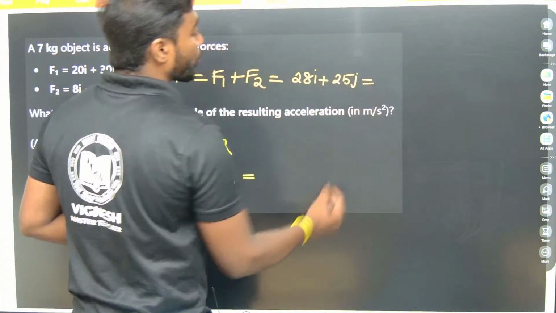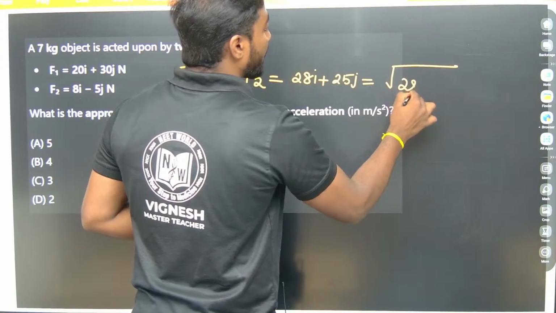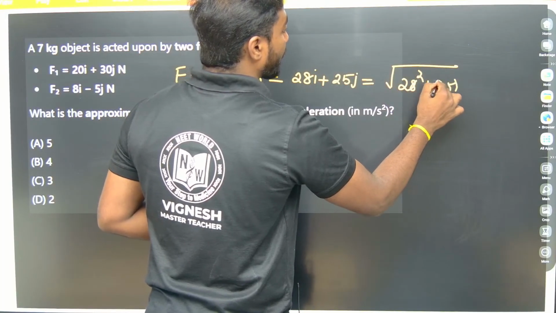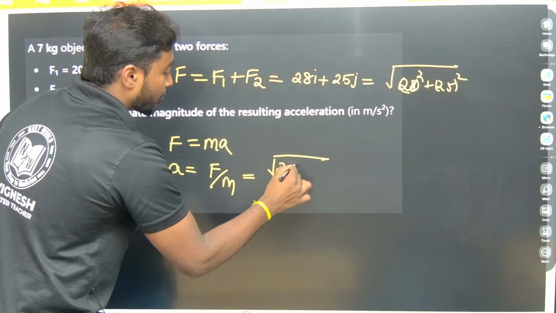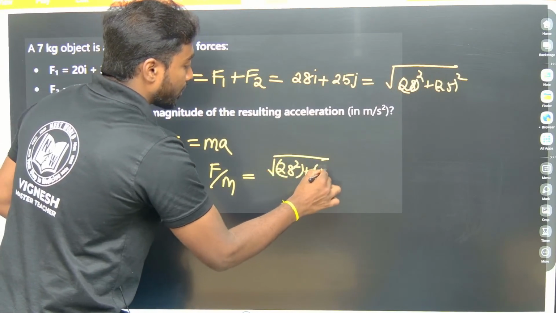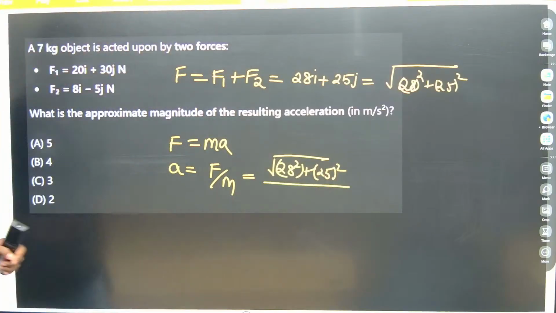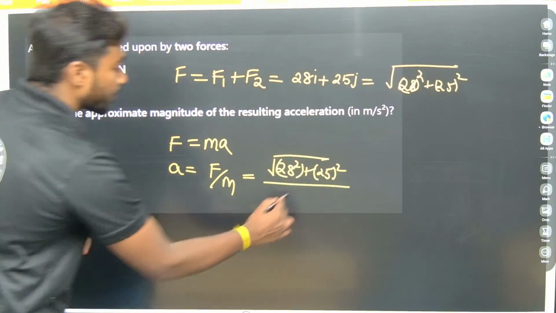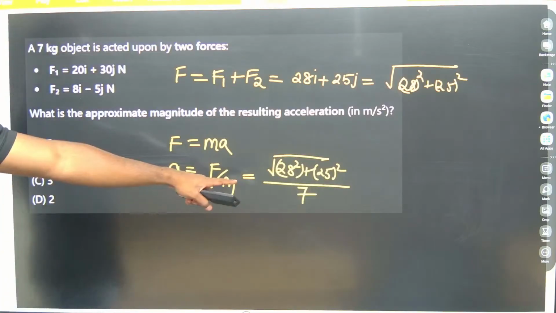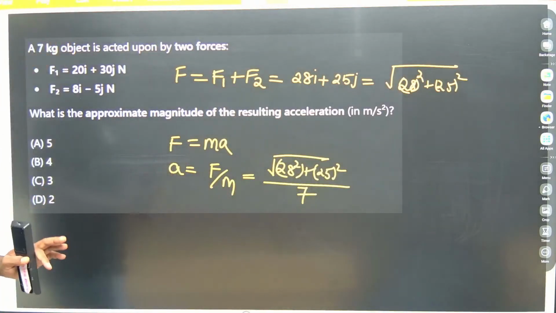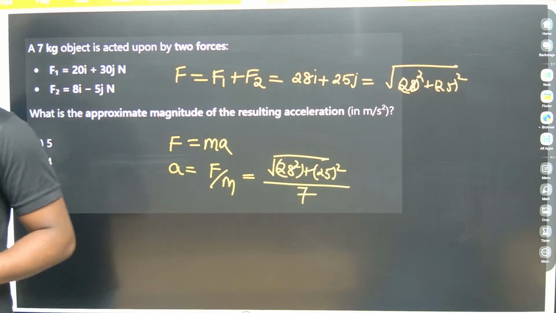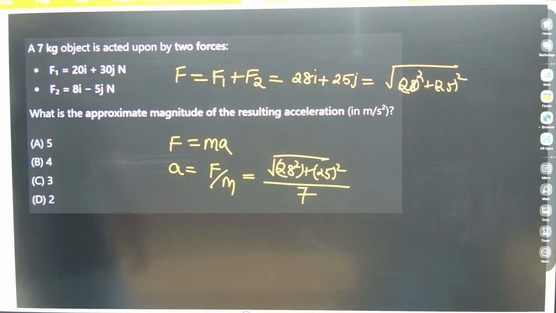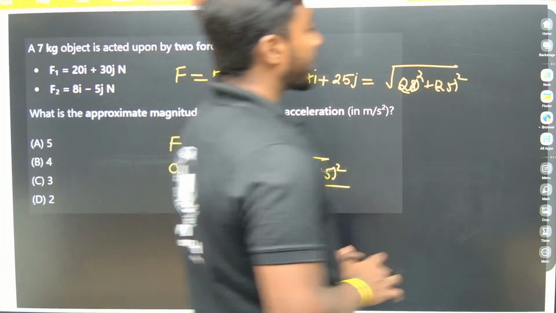So what is the magnitude of the force? Under root of 28 square plus 25 square. So write it here: under root of 28 square plus 25 square divided by the mass, which is given, 7 kg. If you calculate this, we'll get the answer for the magnitude of acceleration. Right, now we'll go for the next part of the question.